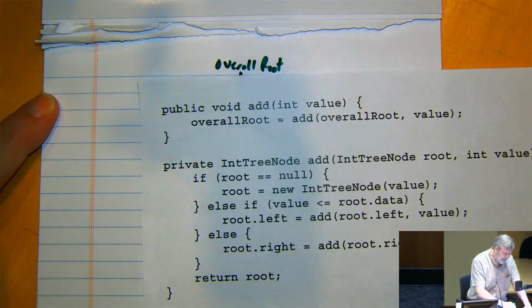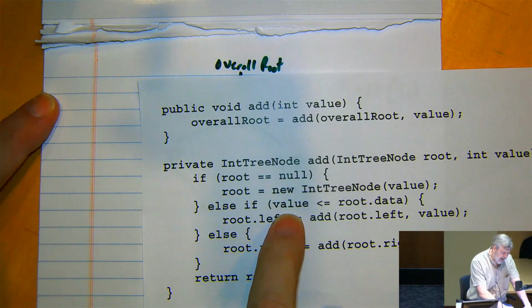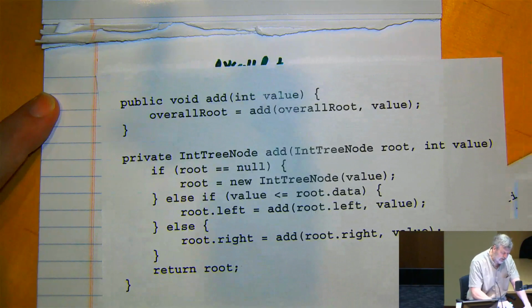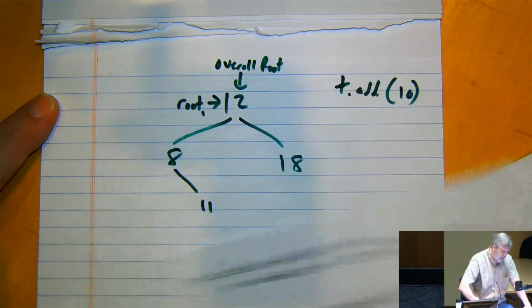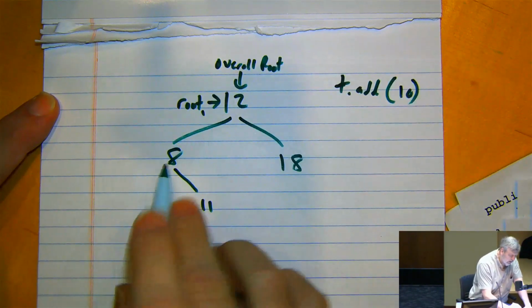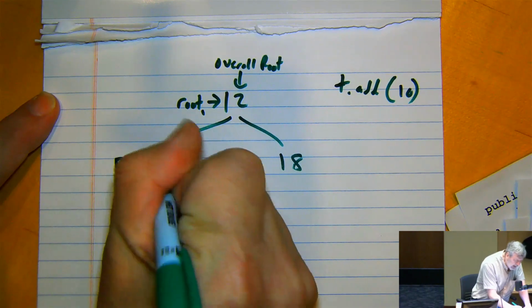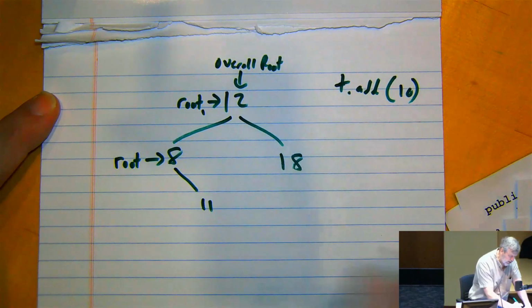It says, well, that's not null. So it says, is the 10 that you're trying to insert less than or equal to the 12 that's here? And it is. So it makes a recursive call on root.left. So it makes a recursive call on this left-hand subtree. So we get a second robot involved, second recursive call.